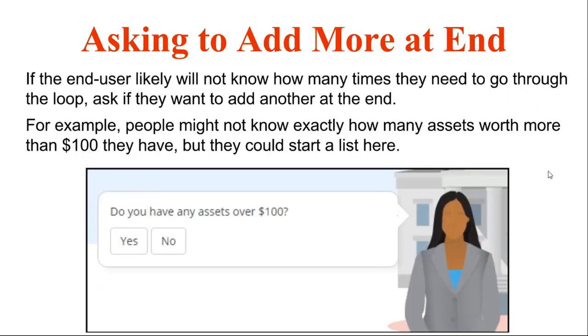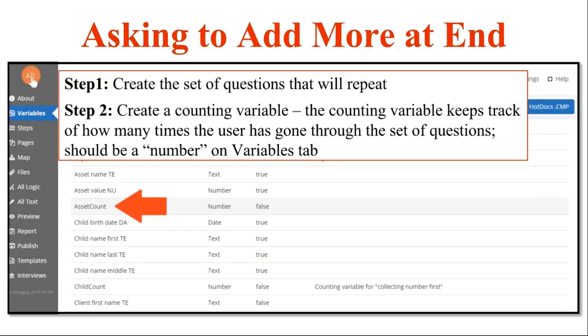The second way of doing repeat loops is asking to add more at the end. You use this in the case when an end user is likely not to know how many times they have to go through the loop, and you ask them if they want to add another one at the end. So for example, many people don't know offhand how many assets over $100 they have. But if they start making a list, and I'll show you a way to remind people of what they've already told you, they may eventually be like, yes, okay, and this, and this, rather than asking them, you know, I have 3,000 things over $100 or 10 things over $100. You wouldn't know necessarily off the top of your head how many times you have to go through the loop. Same thing, create as the other way.